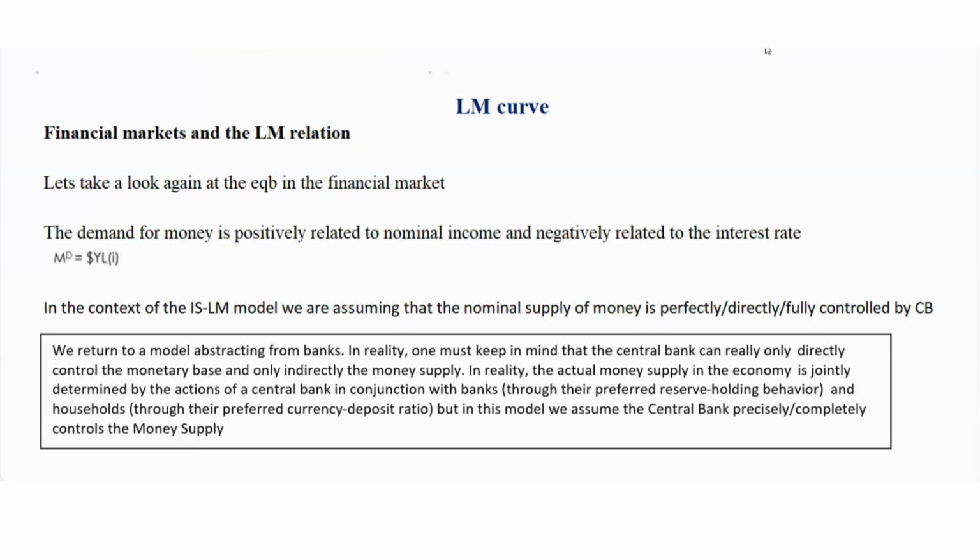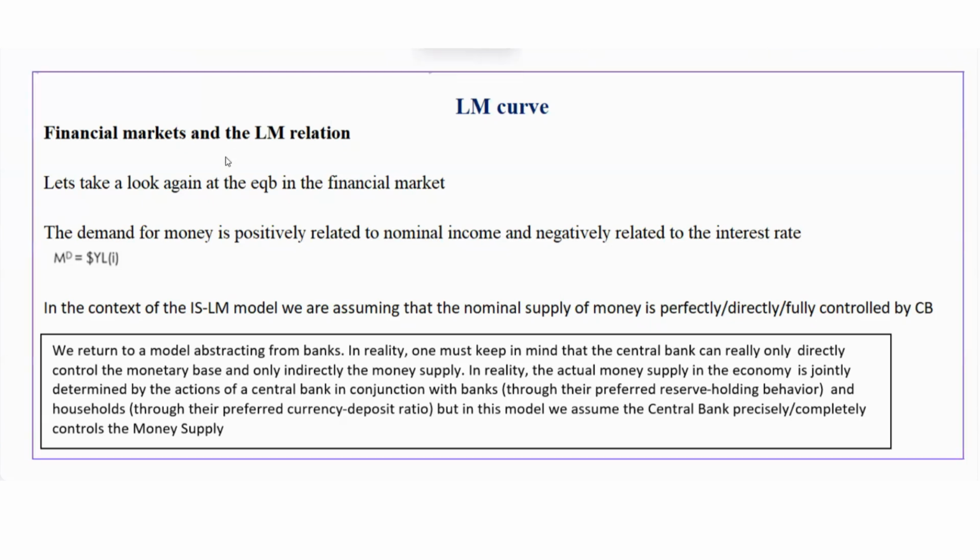The way we defined money demand was that it's positively related to nominal income, dollar Y, and negatively related to the interest rate I. So MD is dollar Y times L(I), where L(I) is a negative function of the interest rate I. Now, in the context of the IS-LM model, we are assuming that the nominal supply of money is perfectly, directly, or fully controlled by the central bank.